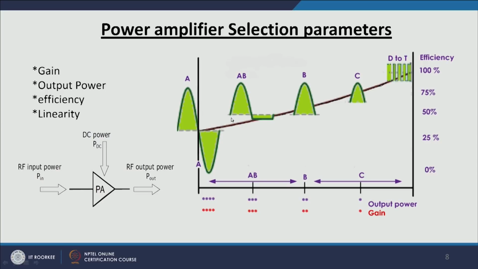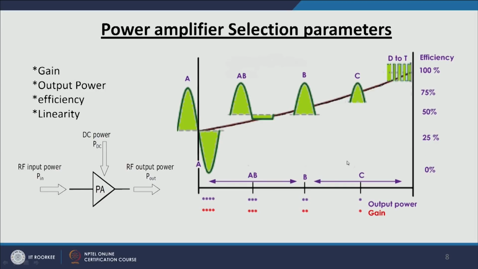Now, if we change our conduction angle, we reach class AB. Class AB has much higher efficiency as compared to class A, but because we have to choose between A and B, our output power and gain are less than the class A amplifier. Class B amplifier becomes even more non-linear, and it has lower gain and output power as compared to class AB. Efficiency is higher as compared to class AB. Now, class C amplifier has higher efficiency with respect to B, but it has lower output power because of its profile and it has lower gain.